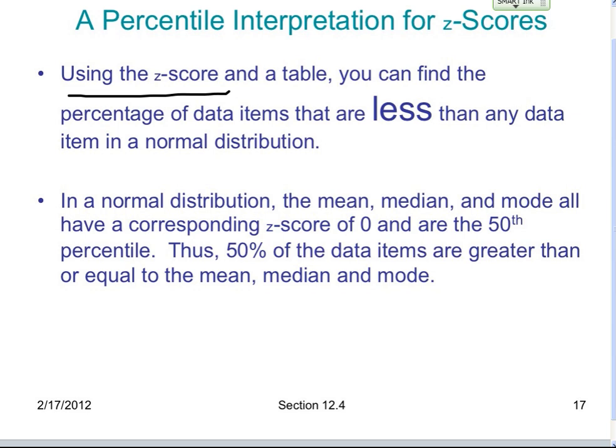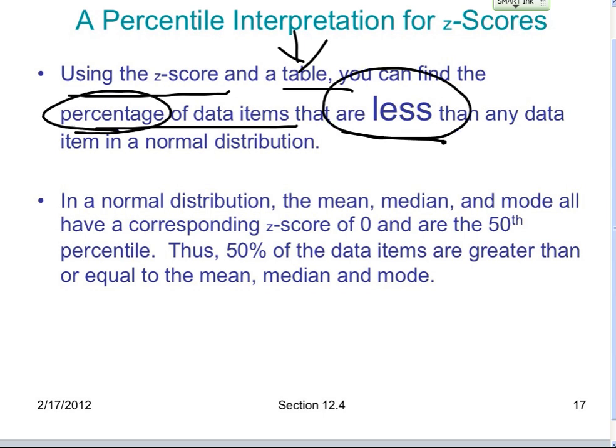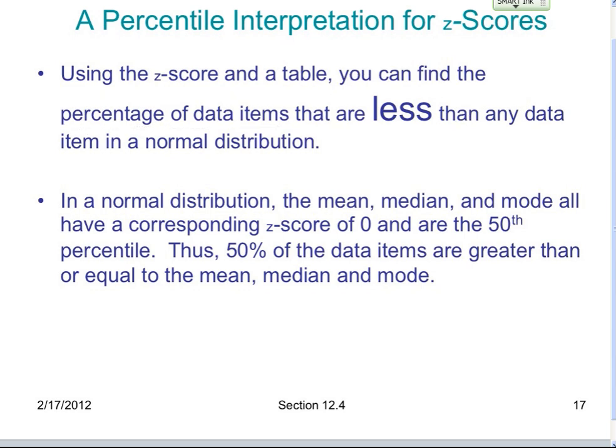Using the z-score in a table. There is a table in your book on page 719, I believe. It's going to give you the percentile, which is the percent of data items that are less than what we're looking at. So in the table, it's going to give you a z-score and a percent or decimal. You first find the z-score, look it up in the table, and that will give you the percent, which is the percentile, or the percent less than what we're looking at.